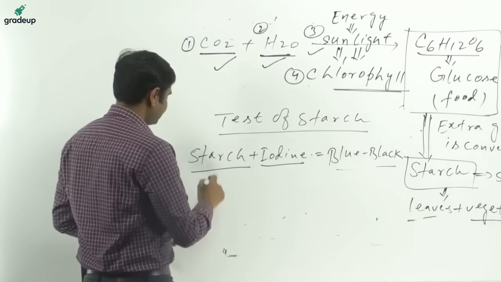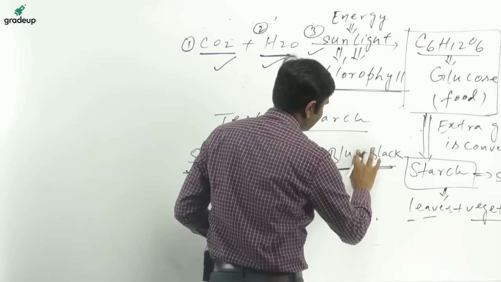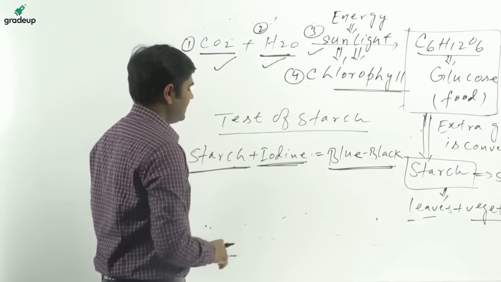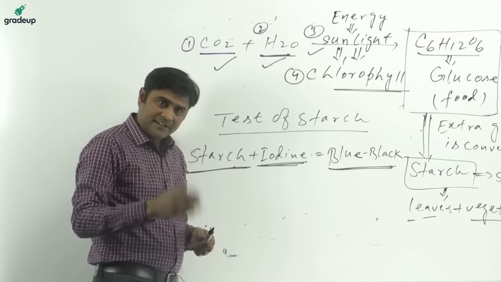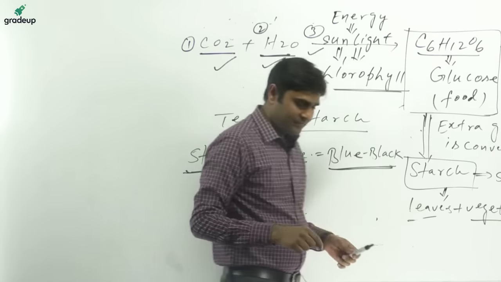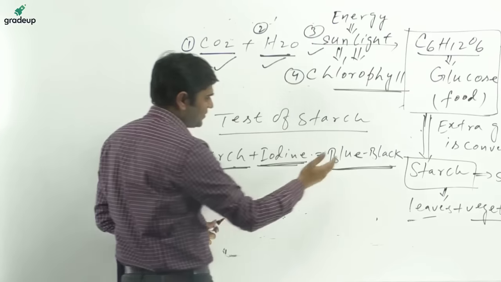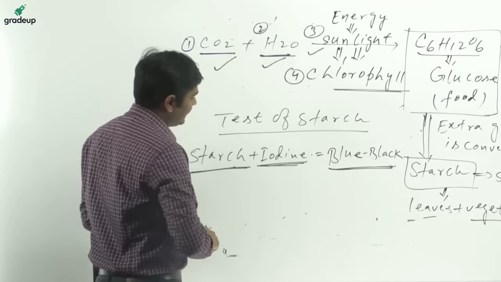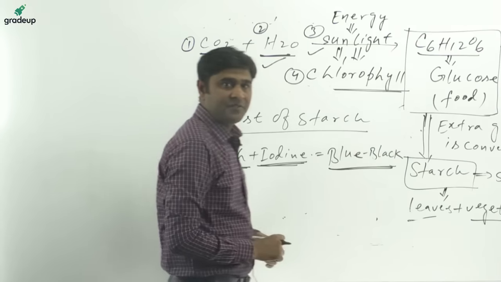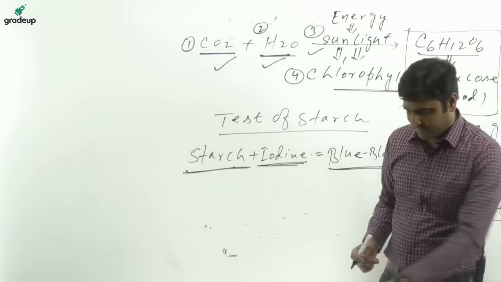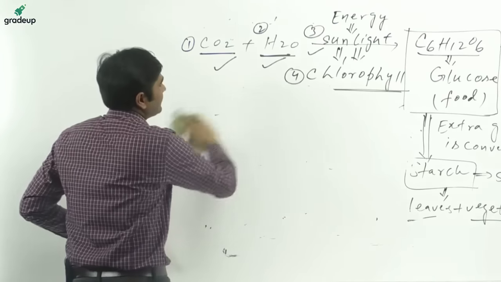Right answer guys. So the test of starch is done by iodine and it gives a blue-black color. For example, if we cut a piece of potato and pour some drops of iodine on it, then it becomes blue-black in color. This indicates that the potato contains starch. Okay. So the test of starch is done by iodine. Okay. Now move on to the next topic guys.